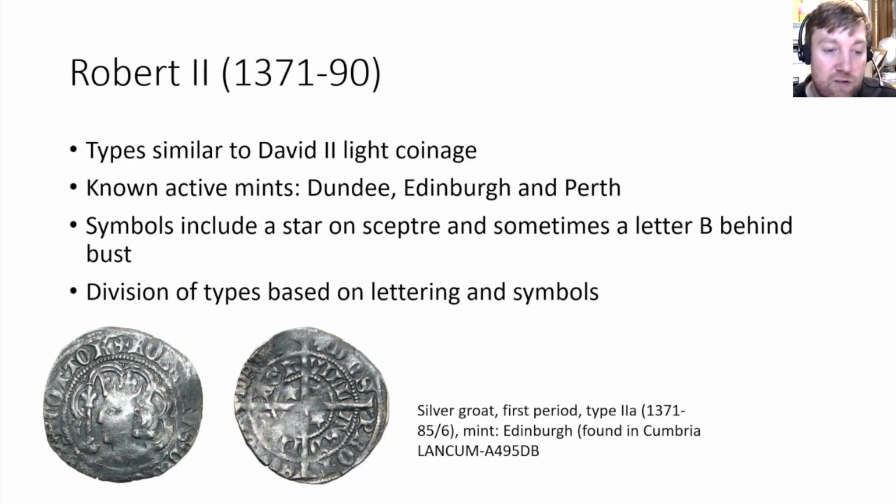So the coins of Robert II are pretty homogeneous. They are divided into various types based on the lettering, and that's normally quite complicated, so I won't go into that for the purpose of this session. Normally this classification only works on the groats and the half groats, because they're larger, and when we get to the smaller denominations such as the pence and the half pence, the lettering's often more difficult to see, especially when the coins are not in very good condition.